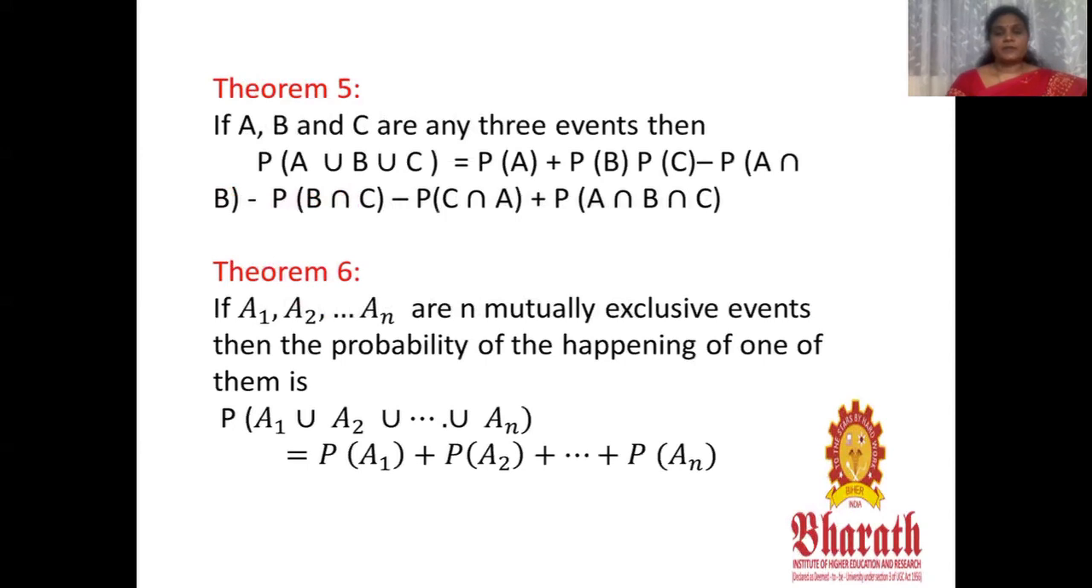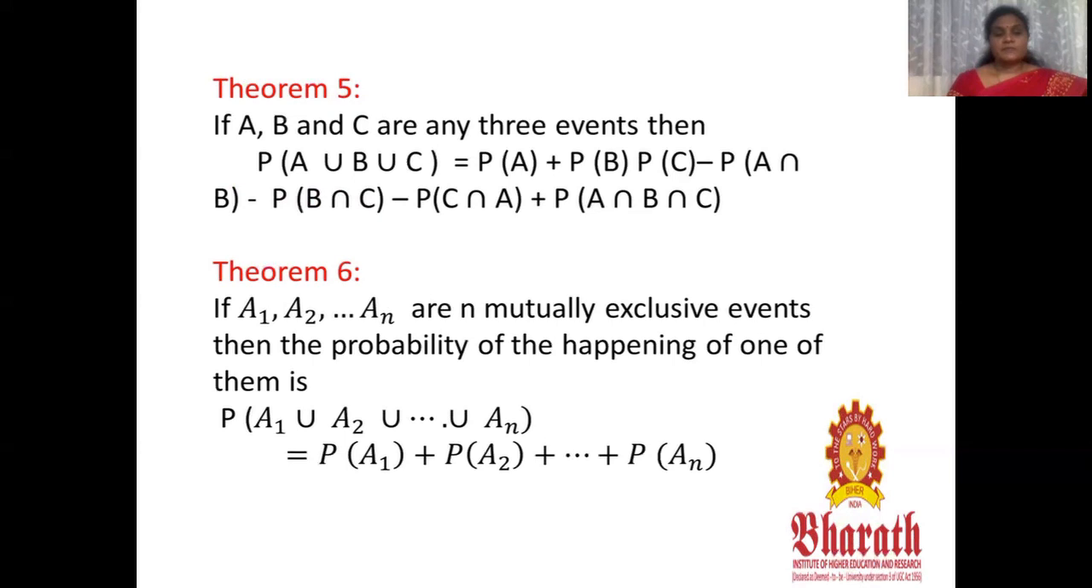Theorem 5. If A, B and C are any three events, then probability of A union B union C is equal to probability of A plus probability of B plus probability of C minus probability of A intersection B minus probability of B intersection C minus probability of C intersection A plus probability of A intersection B intersection C.